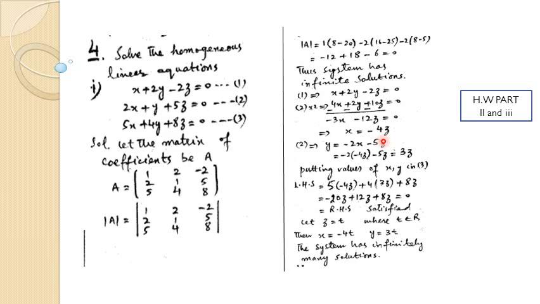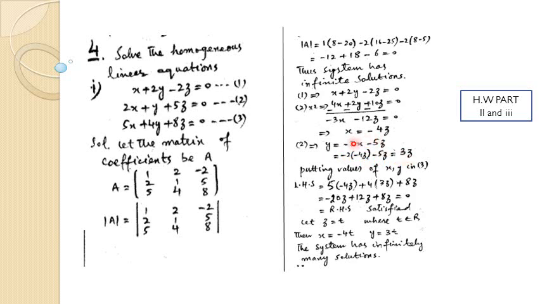Now equation for y. So y is equal to minus 2x minus 5z, you can see from equation 2. And what is the value of x? x is equal to minus 4z, so I just put x equal to minus 4z here. Minus minus is plus, so 8z minus 5z is 3z. So y is equal to 3z and x is equal to minus 4z.